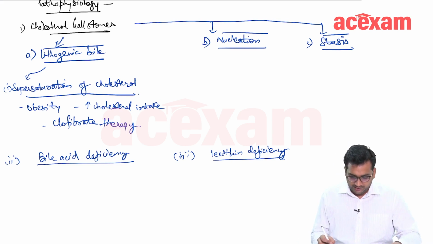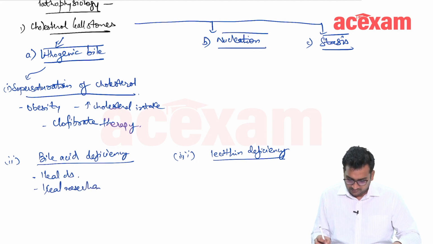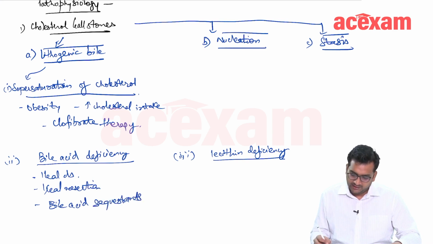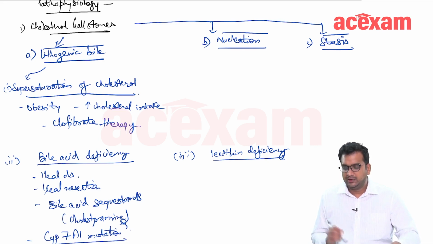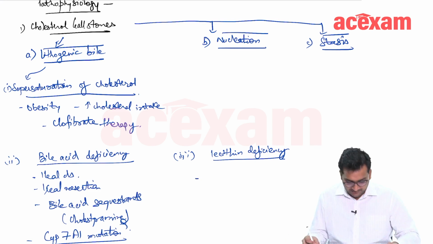So, any ileal disease or ileal resections, or use of any bile acid sequestrant like cholestyramine, or because of any mutation like CYP7A1 mutation. And the third point is lecithin deficiency. This lecithin deficiency can be seen in MDR3 gene mutation.